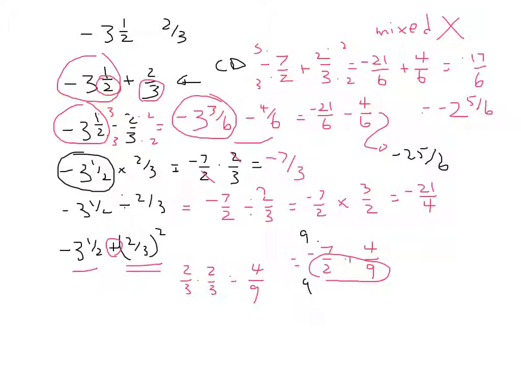How come you couldn't just leave the 4 over 9 and just change the 2? What do you mean? Because 4 over 9 is in lowest terms. So, all right. So you're multiplying by 9. You get negative 63 over 18 plus multiply by 2, 8 over 18. And that's negative 55 over 18. Make sure it's in lowest terms. Mixed number if you want. You're done.